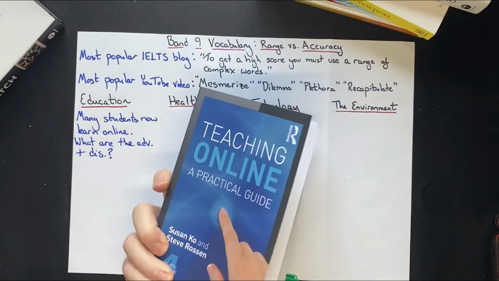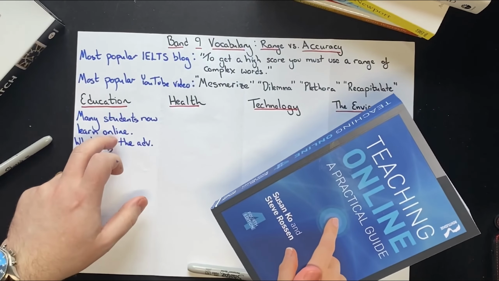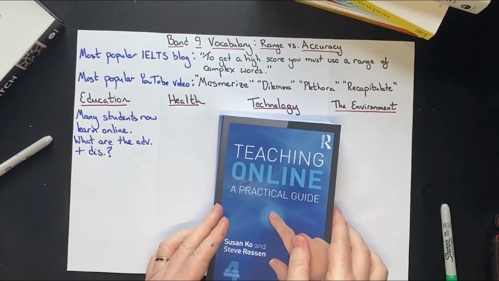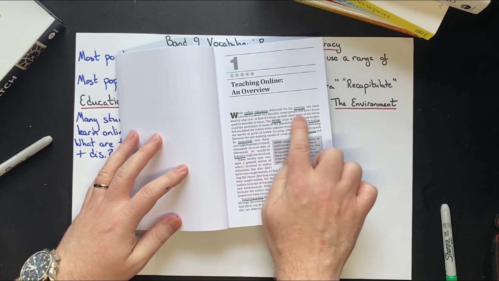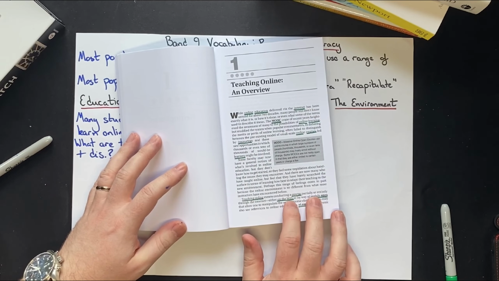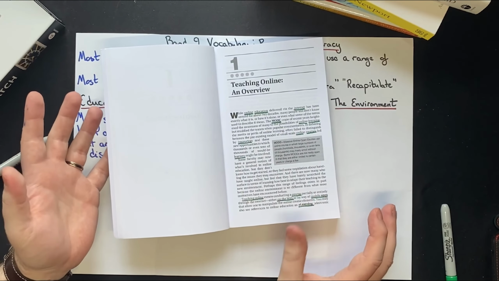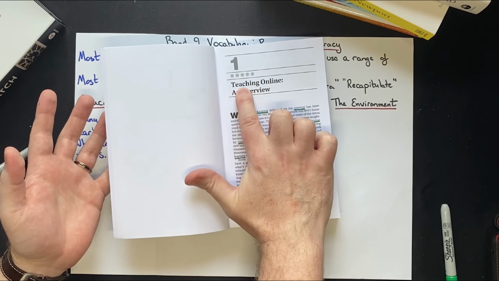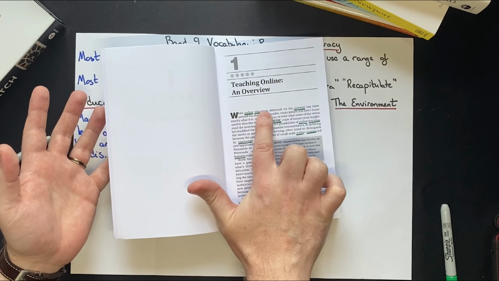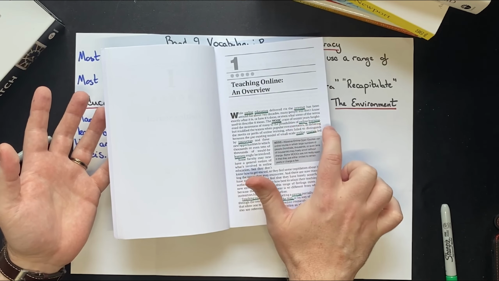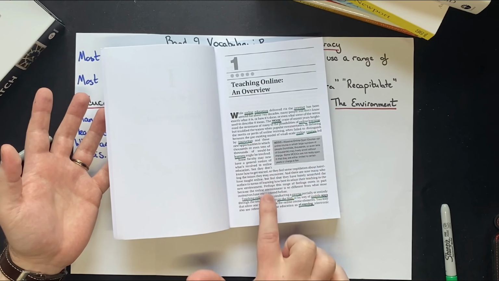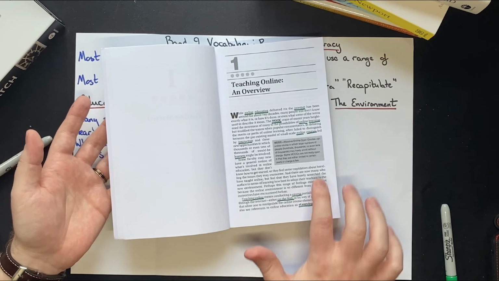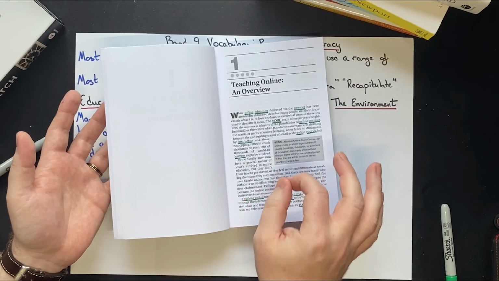If we get this book, so this is just a random book on this topic that was on my bookshelf, and we go to the first page, we go to the introduction. What I've done here is I've underlined the topic specific words. So what are topic specific words? These are words that we need to use in order to discuss this topic: teaching online, online education, internet, online learning, online courses, instructors, learners, teaching online, course, on the web, mobile apps, e-learning. All of these words are very, very topic specific.